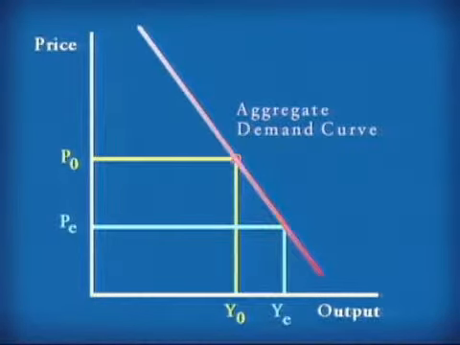Aggregate demand is a schedule that relates the price level to expenditures. At every point on the aggregate demand schedule, the goods market, meaning our Keynesian cross model, and the money market are in equilibrium. At every point, Y is equal to C plus I plus G plus X minus M, and money demand is equal to money supply.